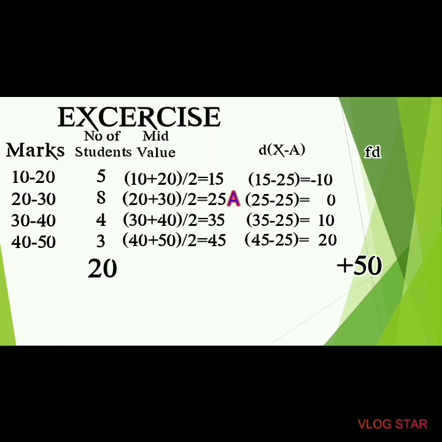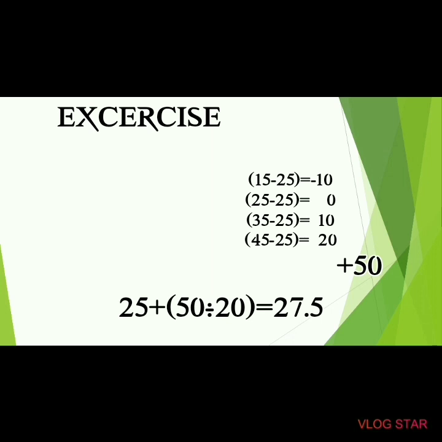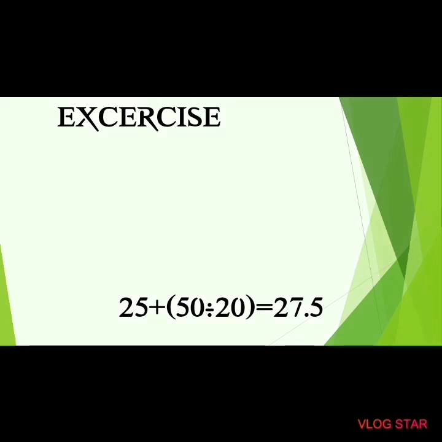Now let us apply into the formula. A plus sigma fd divided by n, that is 25 plus 50 divided by 20, which is equal to 25 plus 2.5 is 27.5. So we got the same as in the direct method, arithmetic mean 27.5.